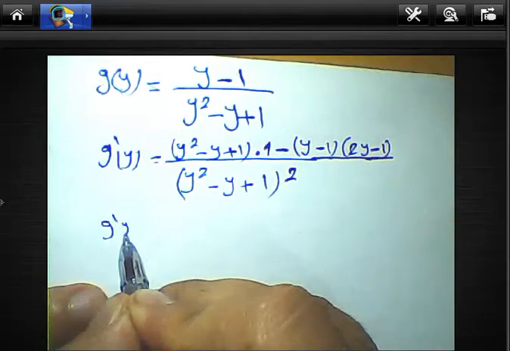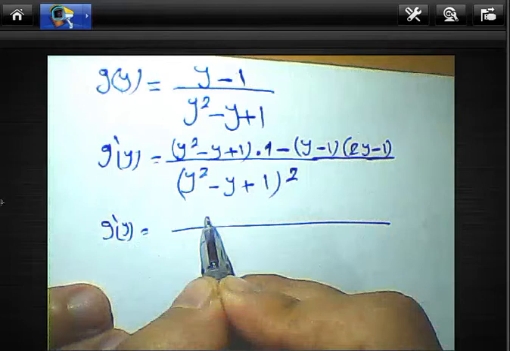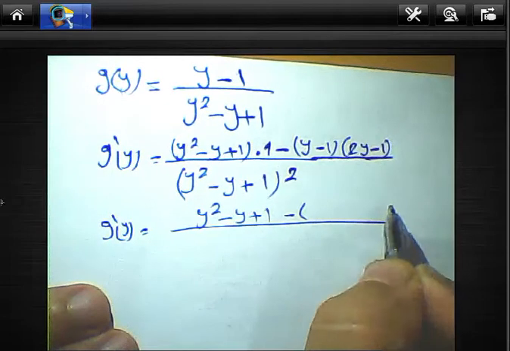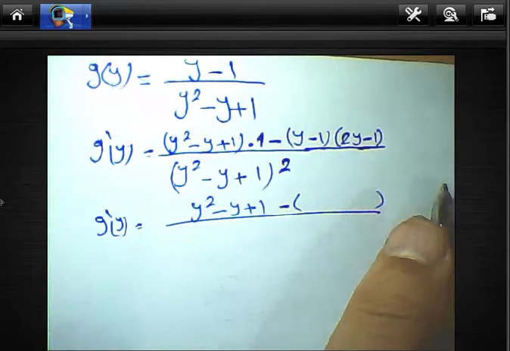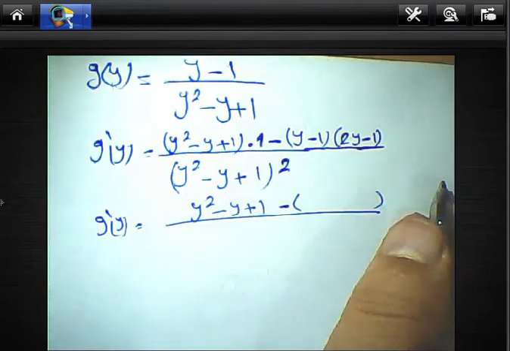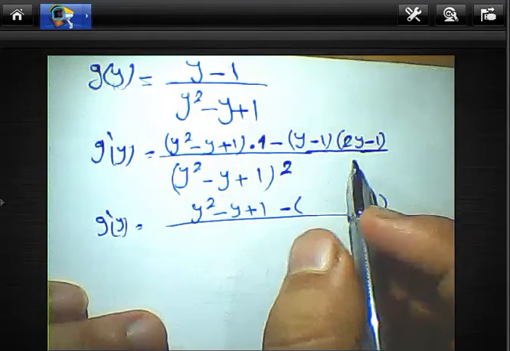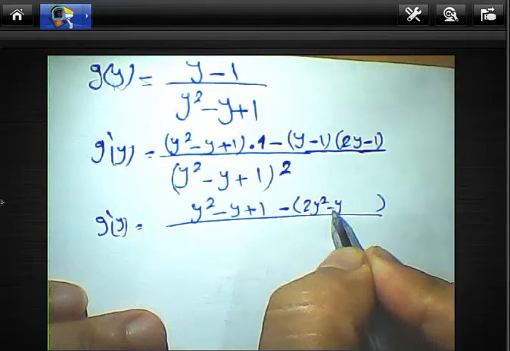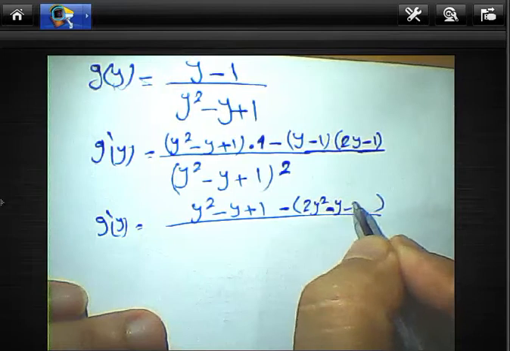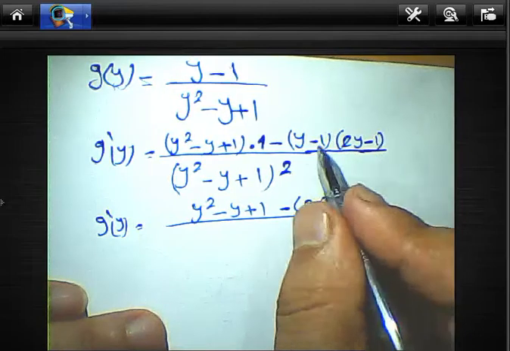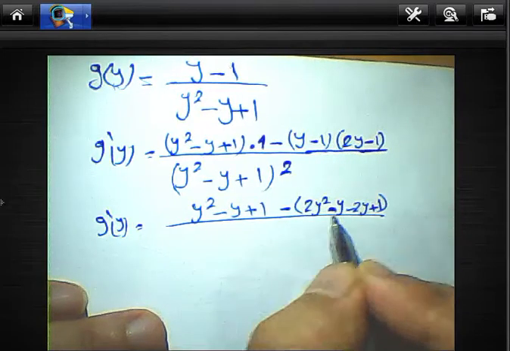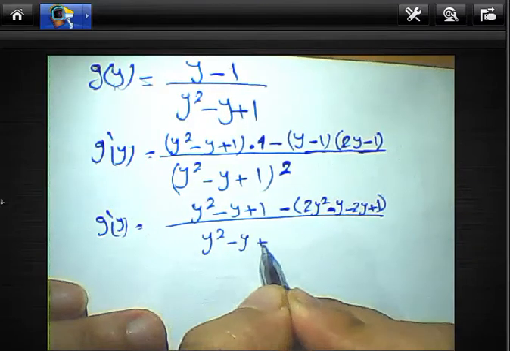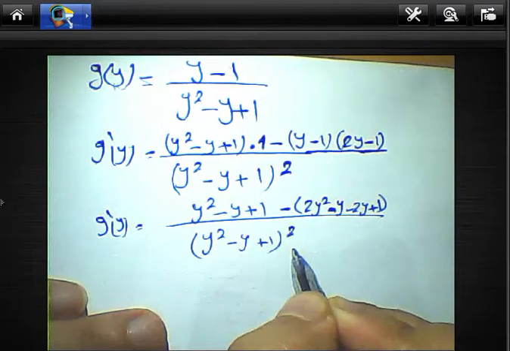And then g dash of y equals what? We can write y power 2 subtract y plus 1, and then we can factorize here, or distribute this expression. Y times 2y equals 2y power 2, and y multiplied by negative 1 equals negative y. Negative y times 2 equals negative 2y, and negative times negative equals positive. And then we have y power 2 subtract y plus 1, all power 2.